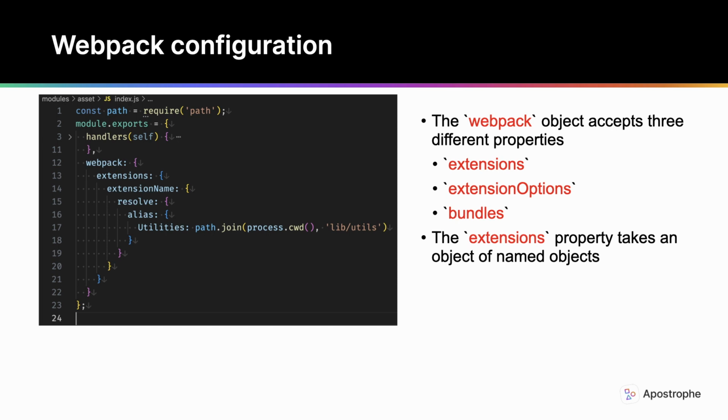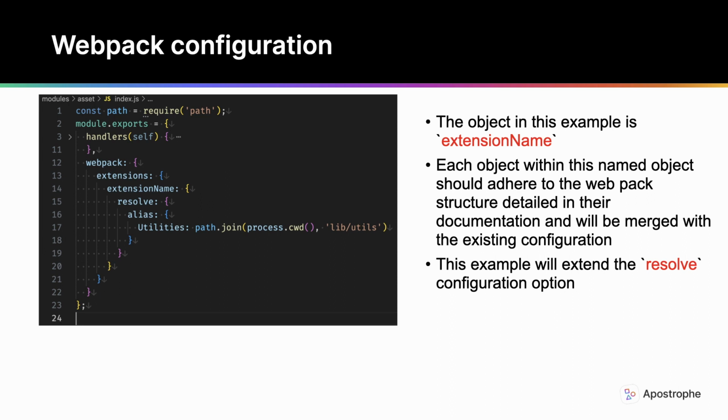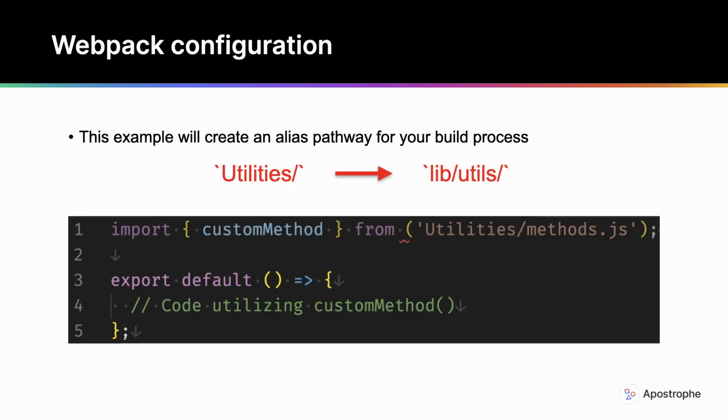Because the extensions are named, you can elect to override the extension of one module in another module by passing the extension of the same name. As you may have guessed, the extension options allows you to extend rather than override a previously defined extension. This example creates an extension named extension name. It adds to the Webpack resolve configuration option. This would then create an alias that you could use within files in the modules, custom module, UI, source folder. This is very useful if you have a lot of helper files in your project.